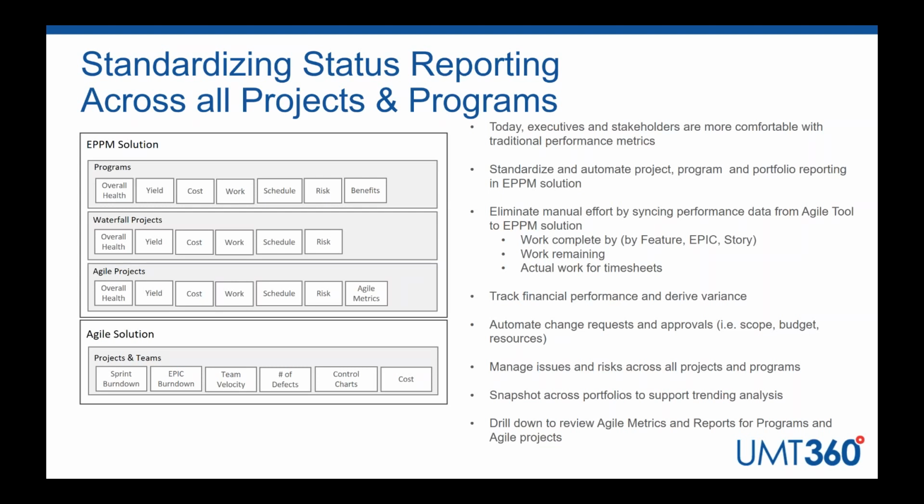I think, again, the truth today is that executives and key stakeholders are more familiar with the traditional metrics for executing projects, cost performance, percent complete, work performance, schedule performance, risk, than they are with some of the metrics from the Agile world, such as sprint burn downs, epic burn downs, team velocity, and other things. So the opportunity here is really to standardize our status reporting within the enterprise portfolio management solution, but at the same time fully integrate the Agile and EPM solutions as described before.